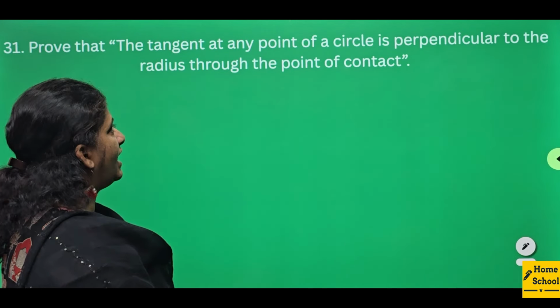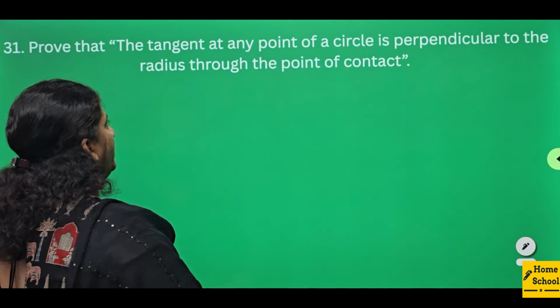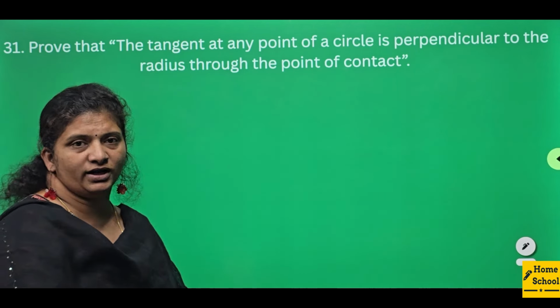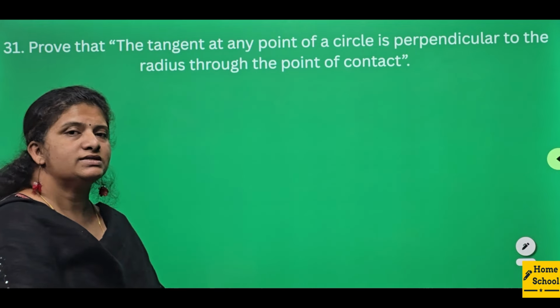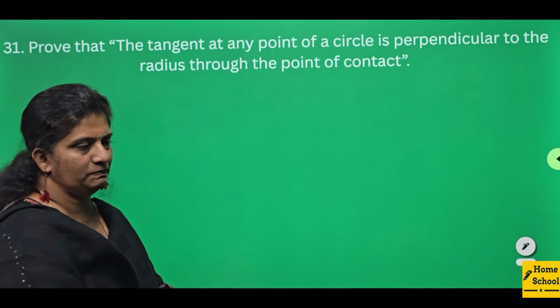31st one, prove that the tangent at any point of a circle is perpendicular to the radius through the point of contact. This is a direct theorem from your circles chapter, first theorem.